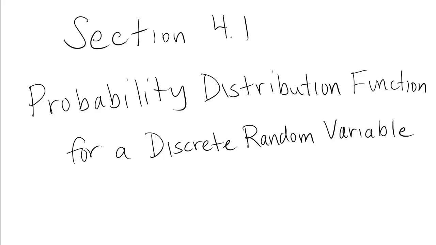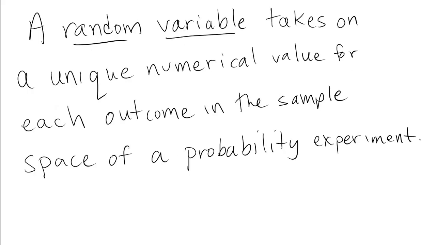The first term we need to define is random variable. A random variable takes on a unique numerical value for each outcome in the sample space of a probability experiment. Part of this definition is pretty straightforward. Because we called it a random variable, it makes sense that the variable's value is determined by chance, and that's what the last part of the definition says. The value it takes on comes from some outcome in the sample space of a probability experiment, so it's determined at random, hence the name.